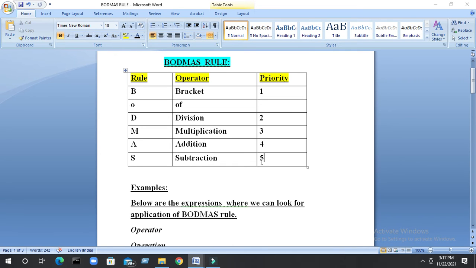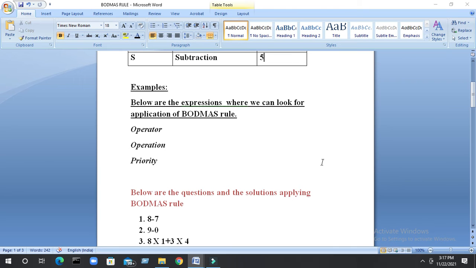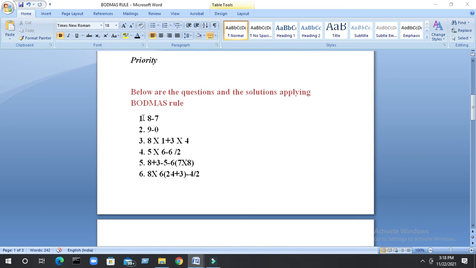Alright, so that was the general overview and the definition of the BODMAS rule, and the definitions of operator, operation and priority. Let me just take you straight to the expressions and we see how we can resolve them. Here I have the first one as 8 minus 7, which is just so easy for you. You don't even think of anything called a rule or a priority between the operations. 8 minus 7 is 1, that we all know, that's a direct answer you give. And the same thing goes for 9 minus 0.